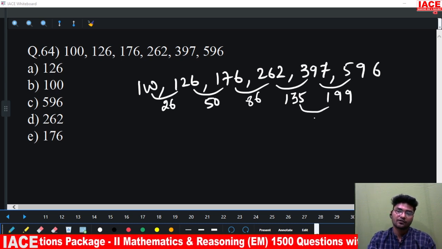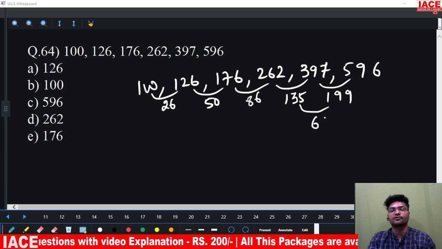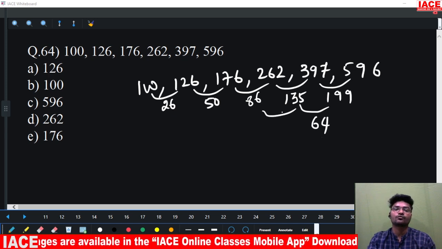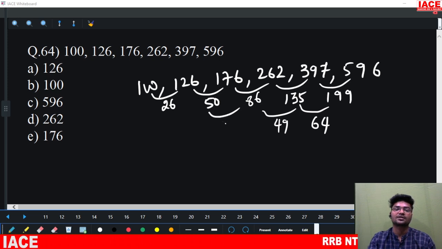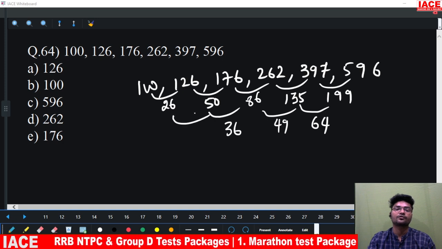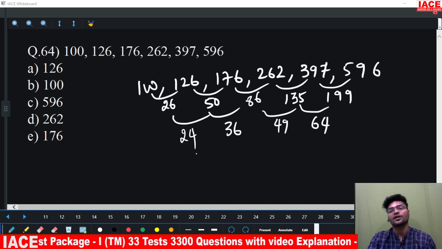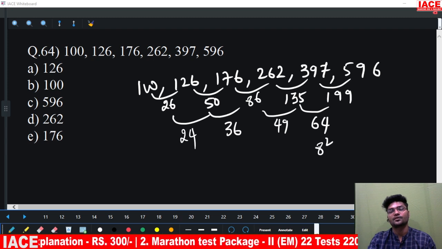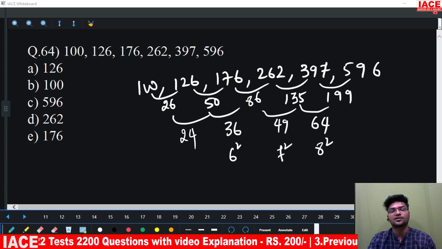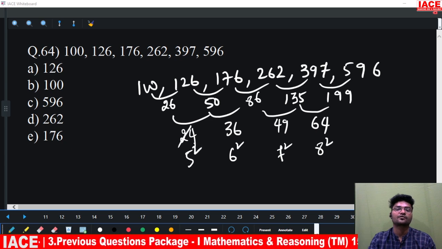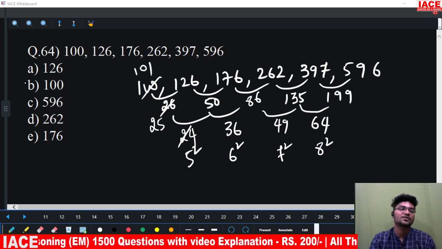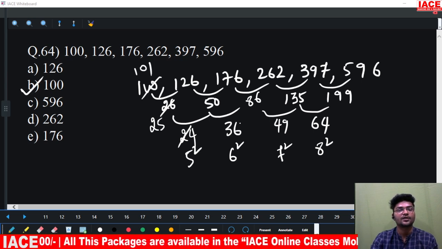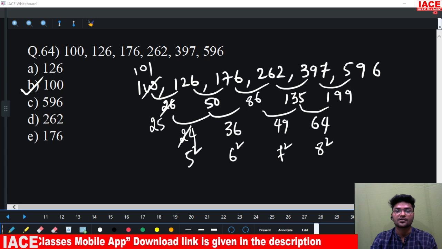If I go for one more level of difference, 135 to 199 is 64. 86 to 135 is 49. 50 to 86 is 36. And 26 to 50 is 24. But again, if I observe, this is 8 square, 7 square, 6 square. So this should be 5 square. 5 square means 25. 50 minus 25 means this should be 25, which means this should be 101. 101 means the correct answer will be option B. Option B is the right answer. Next question.